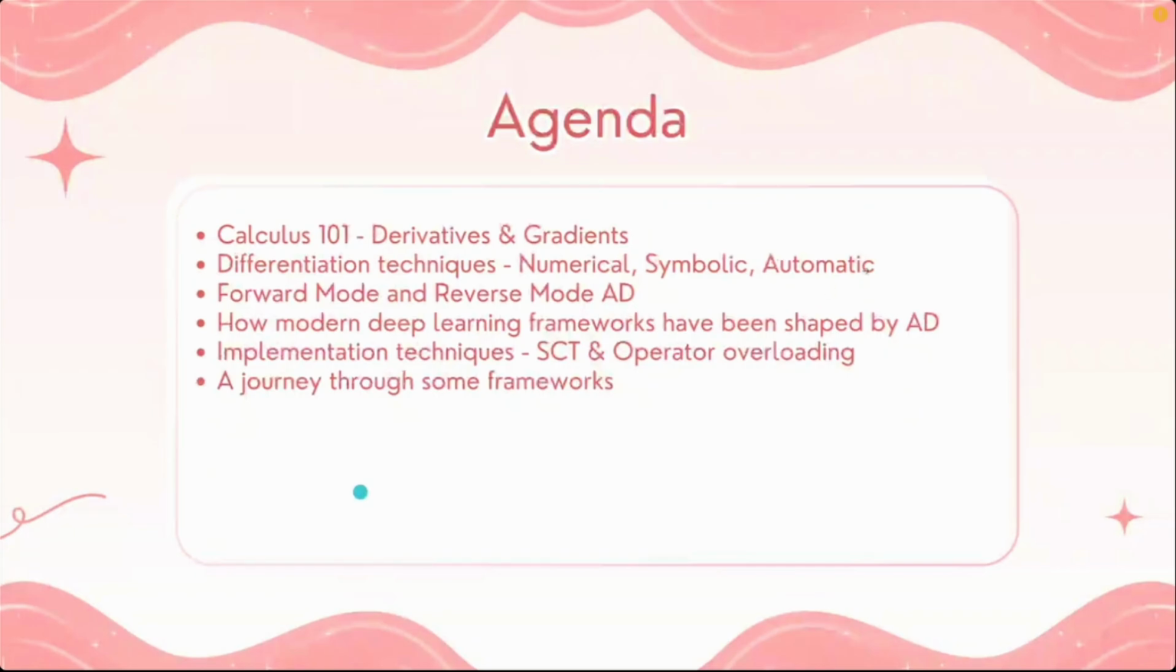And then after that, we'll see how these can be implemented. There are two types. One is source code transformation, one is operator overloading. The major deep learning frameworks work using operator overloading. But there are a few projects that tried source code transformation that were interesting, so we'll try to dive into that also.